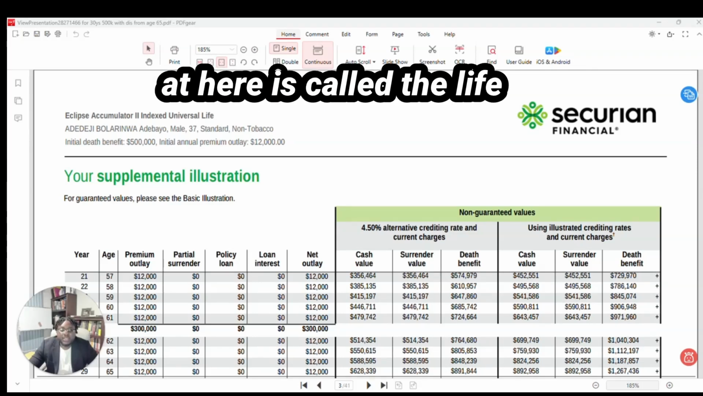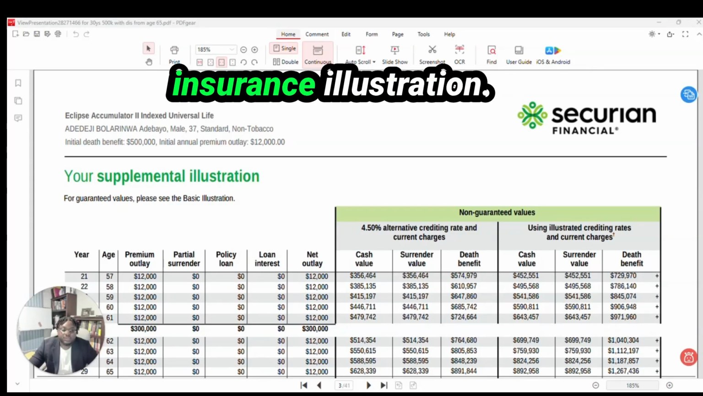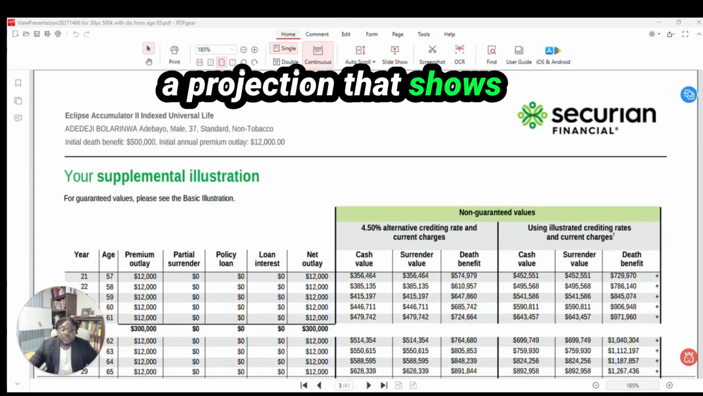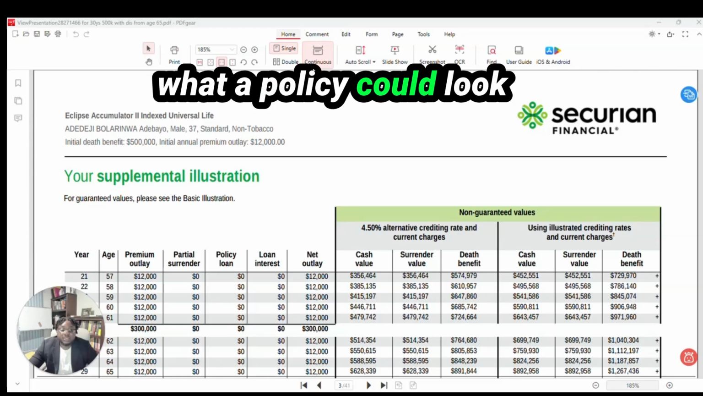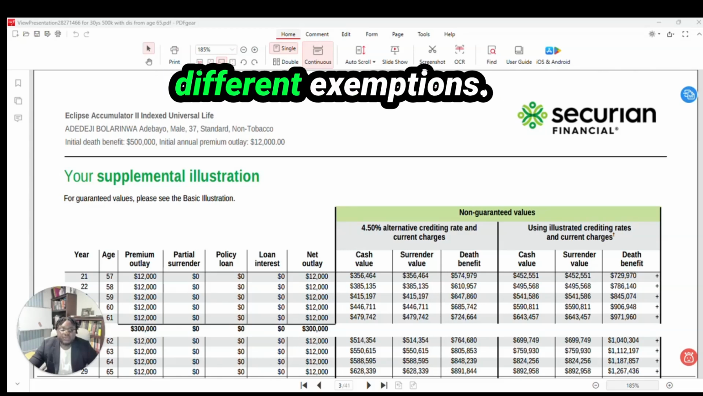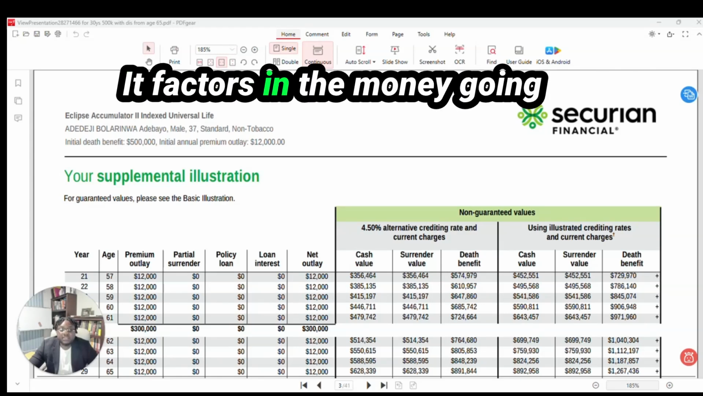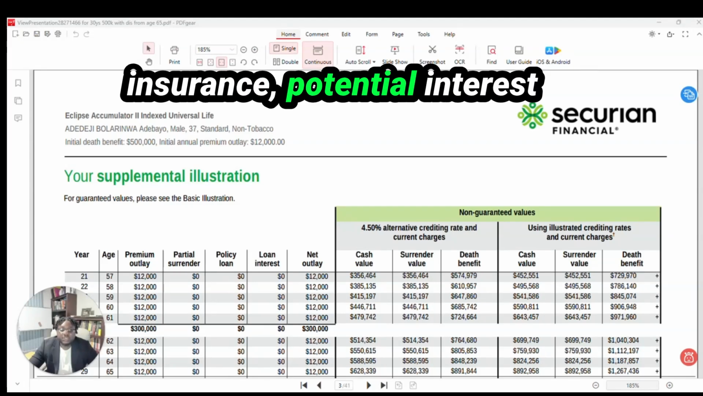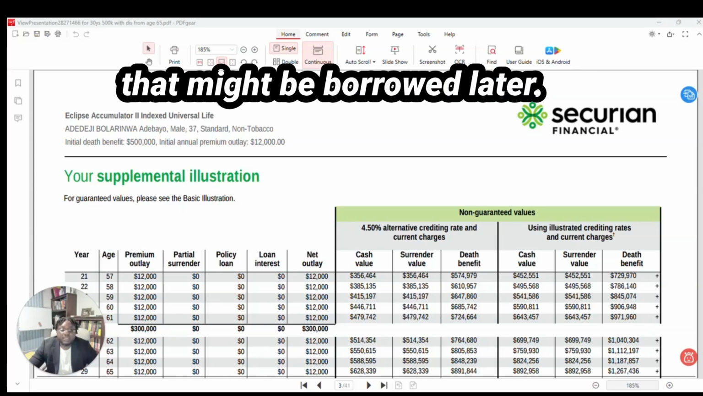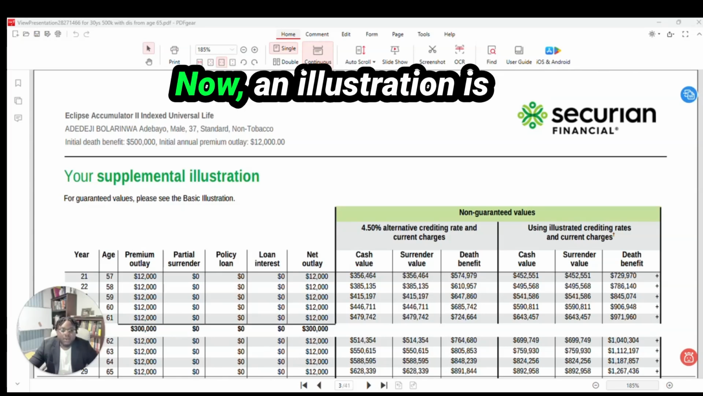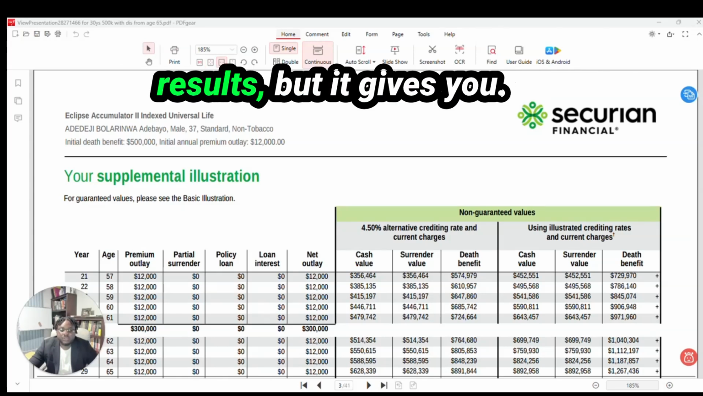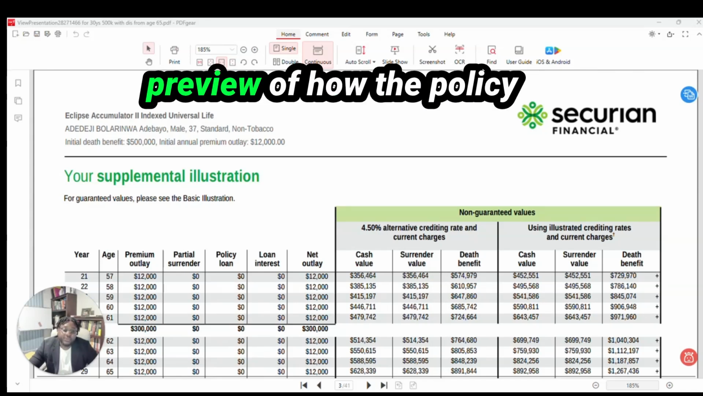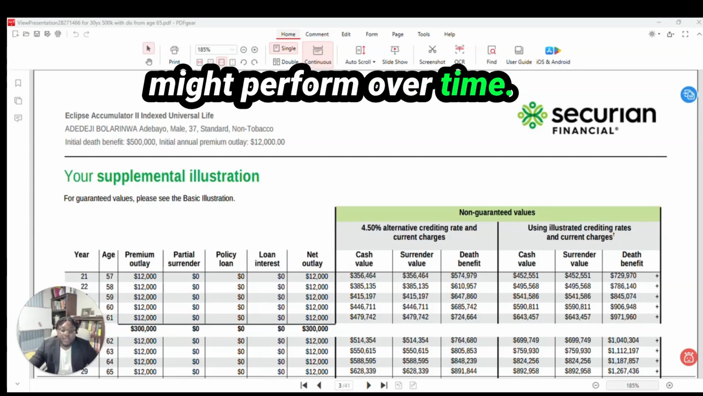What you're looking at here is called a life insurance illustration. An illustration is basically a projection that shows what a policy could look like over time based on different assumptions. It factors in the money going into the policy, the cost of insurance, potential interest crediting, and any money that might be borrowed later. Now, an illustration is not a guarantee of exact results, but it gives you and us a very helpful preview of how the policy might perform over time.